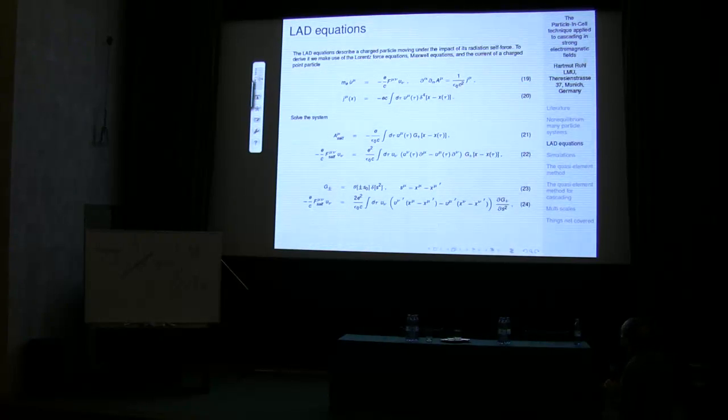Okay, now I come to the Lorentz-Abraham-Dirac equations, and why do I need them? Well, we want to deal with charged particles. The electrons and positrons are charged particles, and they can radiate. Basically, they can interact with photons, they can absorb and emit photons.